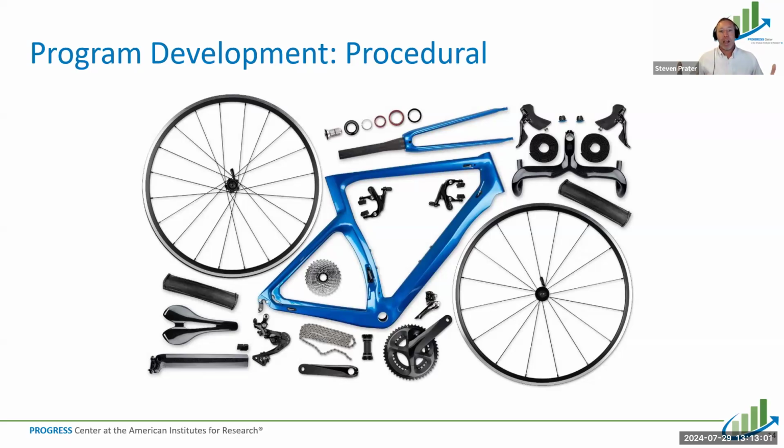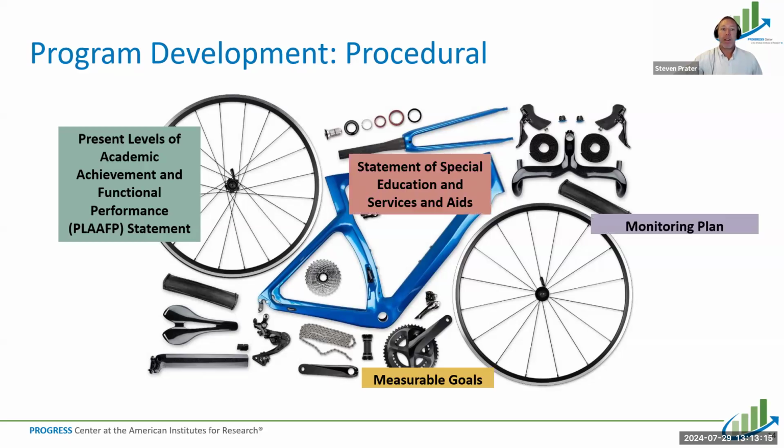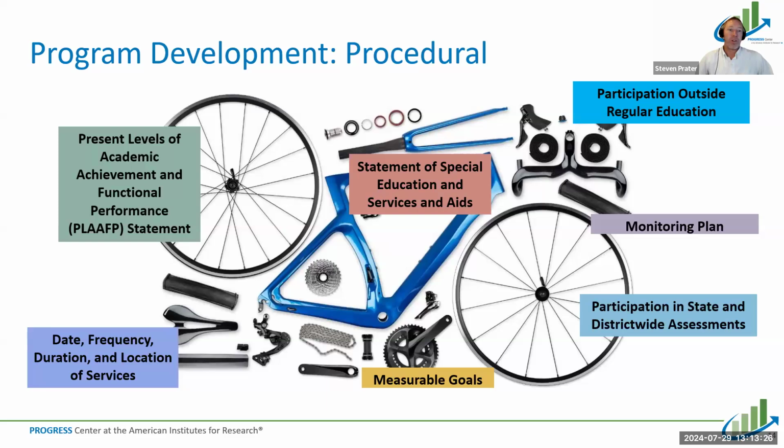So it's the same thing for an IEP when it comes to those procedural parts. All IEPs are going to have a present levels of academic achievement and functional performance, that PLAF statement. They're all going to have measurable annual goals, a monitoring plan, a statement of special education and services and aids, participation outside of regular education, participation in state and district-wide assessments, and the date, frequency, duration, and location of services. So those are all the parts that every IEP will have no matter what for every student.